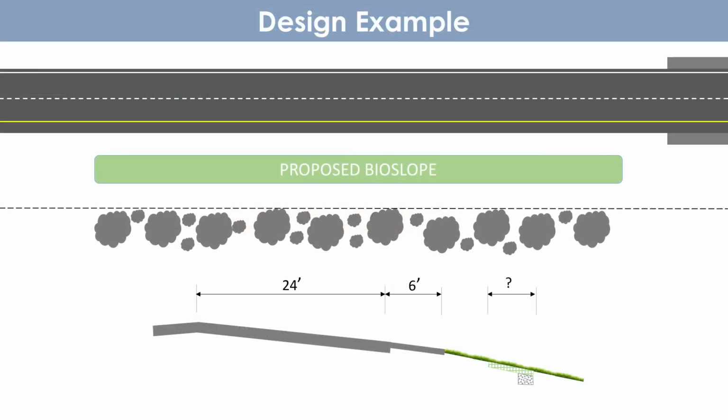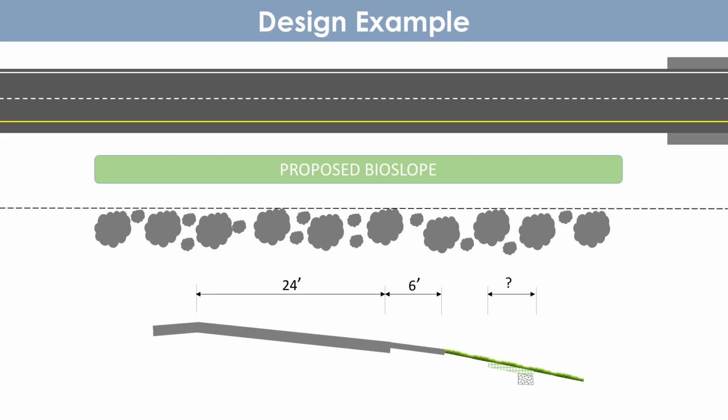Now let's step through a design example using these equations. We have an example new roadway project located in Savannah, Georgia. The proposed project includes 200 feet of roadway in length. The drainage area that discharges to the bioslope includes a roadway with 2 12-foot lanes and a 6-foot paved shoulder draining via sheet flow.